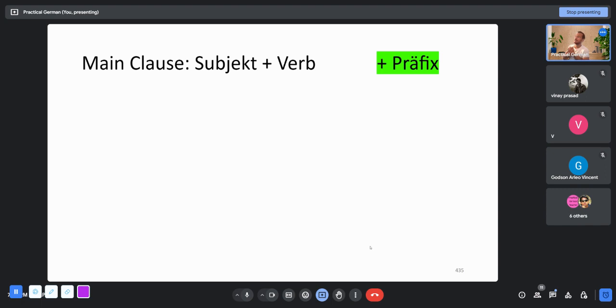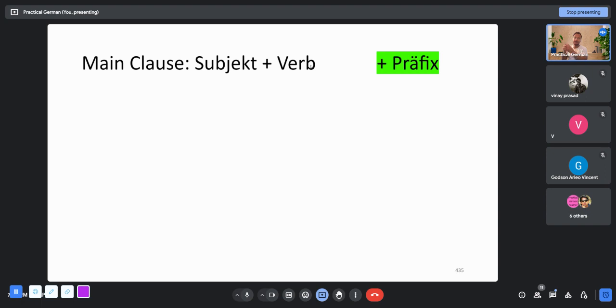When it is a main clause, a sentence usually consists of a subject and a verb. I have written this in green. There can be a prefix as well. So in the German language, unlike English, you have verbs, and there are some verbs which are like normal English verbs.